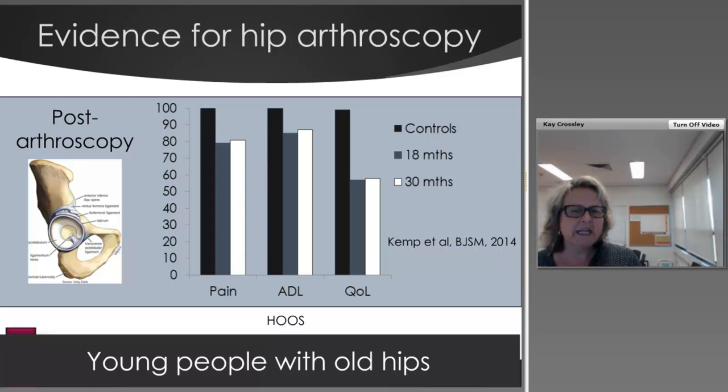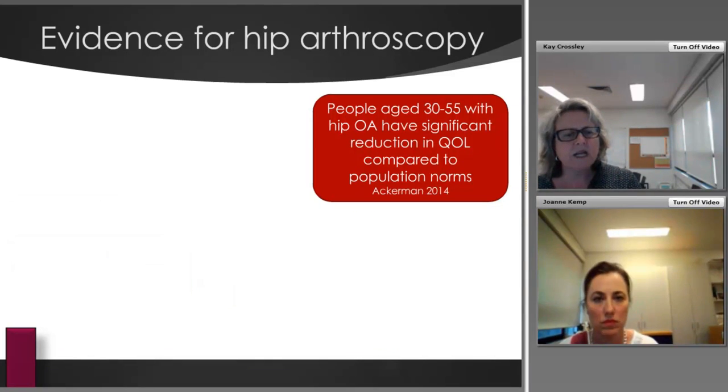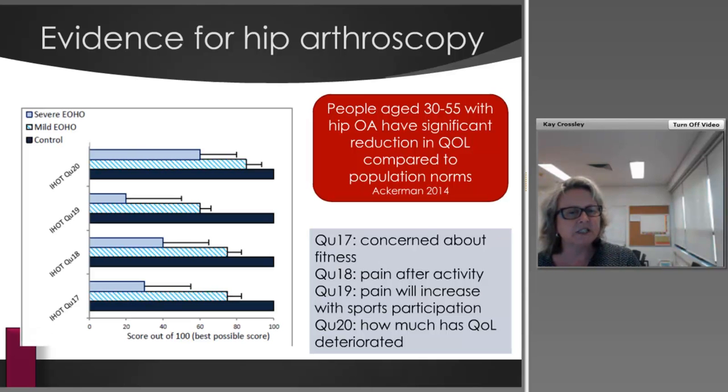And you can see for each of the outcome measures, the people who've had hip arthroscopy, even though they might be better than before they went in, still have significant impairments, particularly in quality of life, where their scores are about 50%. And you see there's no real improvement between 18 months post-surgery and 30 months post-surgery. So these people are still struggling with pain, activities of daily living and quality of life up to 18 months and 30 months post-surgery. Work done by Milana Ackerman also shows that people aged 30 to 55 with hip OA, so young people, have significant reductions in quality of life compared to population norms.